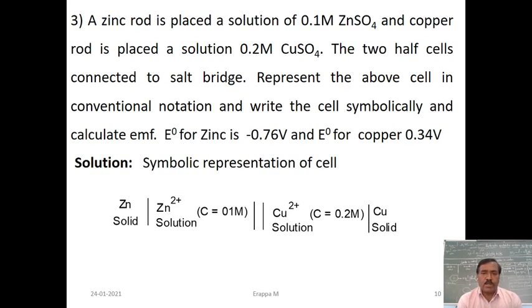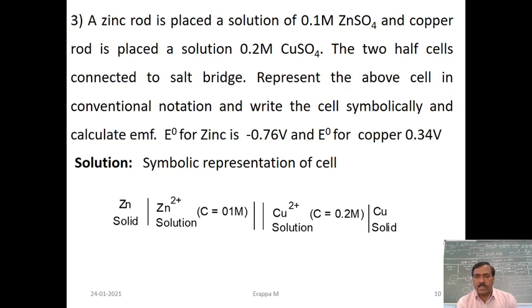Solution, symbolic representation. First you have to write the left side electrode. The left side electrode is a zinc rod and the right a copper rod. It is an example of a Daniell cell. Zinc solid is placed in zinc sulfate, and its concentration is 0.1 molar. Then there is one vertical line.